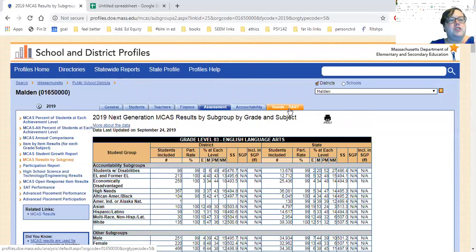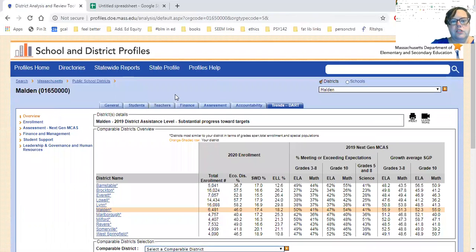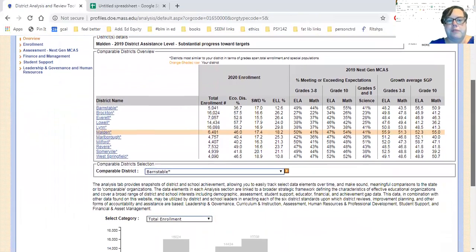The last area I want to show you is trends. So click at this trends DART at the top. Here we have Malden listed up at the top. It finds a series of districts that it thinks are most similar in terms of grade span, total enrollment, and special population. So they're trying to balance a bunch of pieces of information here. They're looking at special populations: economically disadvantaged, students with disabilities, and English learner percentages. So we've got Malden, and they give us some suggestions of comparable districts.